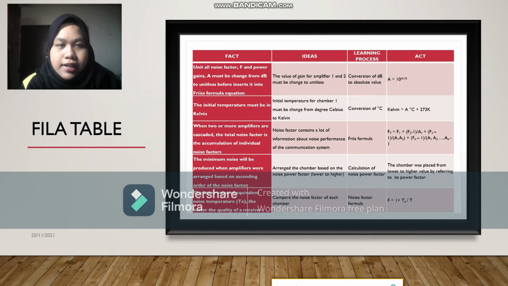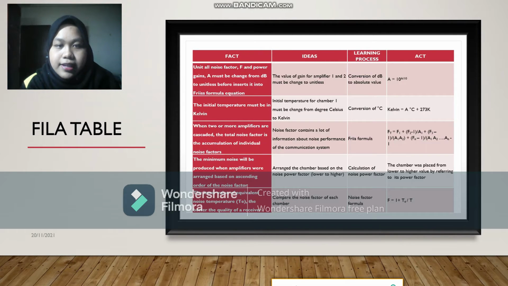For the first fact, units for all noise factor F and power gains A must be changed from dB to ratio or absolute value to insert into the Friis formula equation. The idea: the value of gain for amplifier 1 and 2 must be changed to unit. Learning process, conversion of dB to absolute value. For F, A is equal to 10 log 10, shift log 10 A divided by 10.